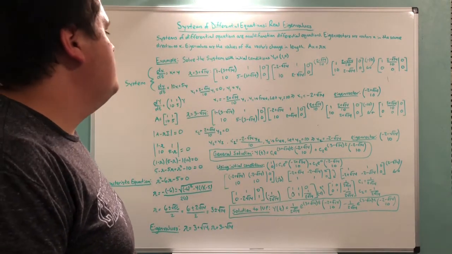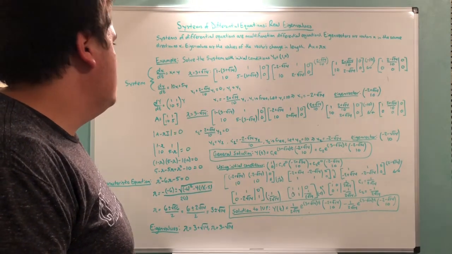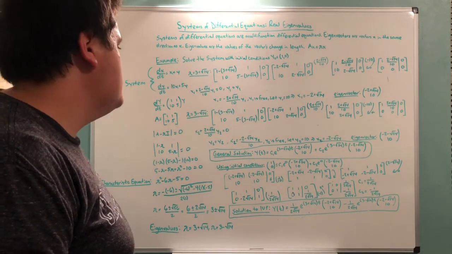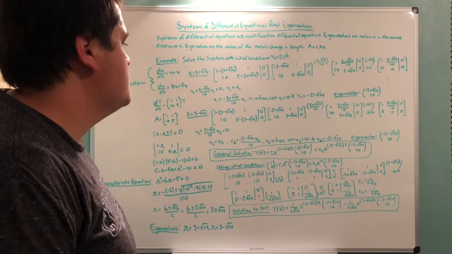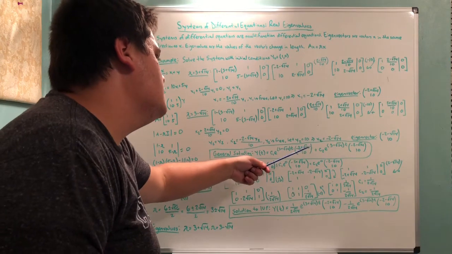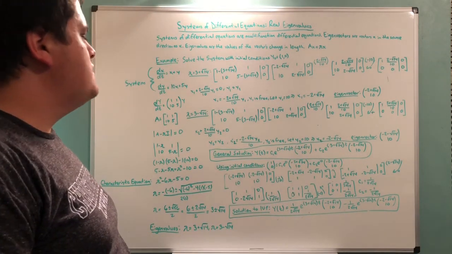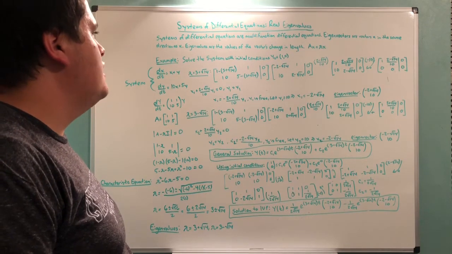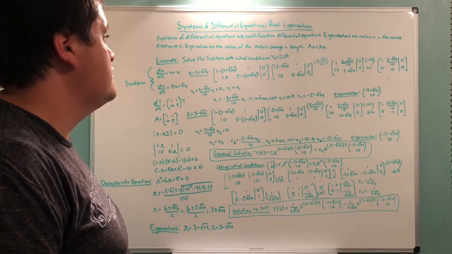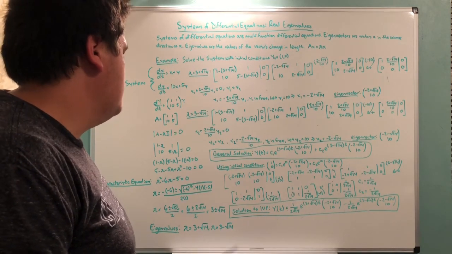So eigenvectors and eigenvalues are used to take systems of differential equations and solve them in terms of these exponential powers and associated vectors. So I hope this helped you in understanding how to solve systems of differential equations that have real eigenvalues, which are just standard numbers.